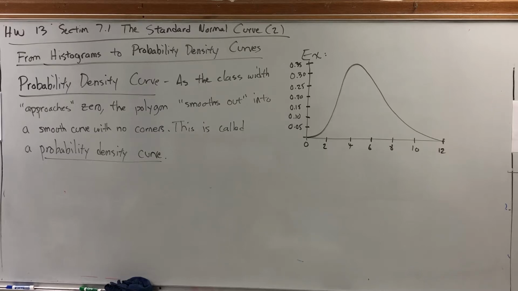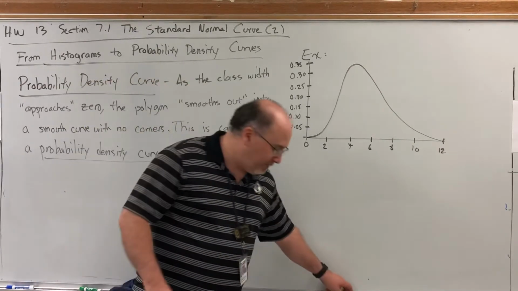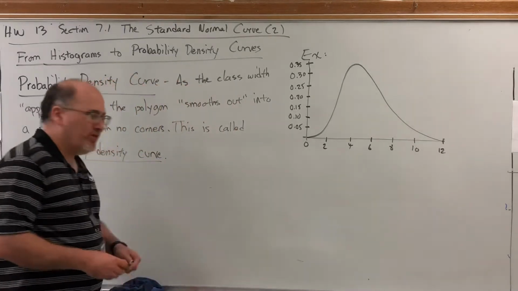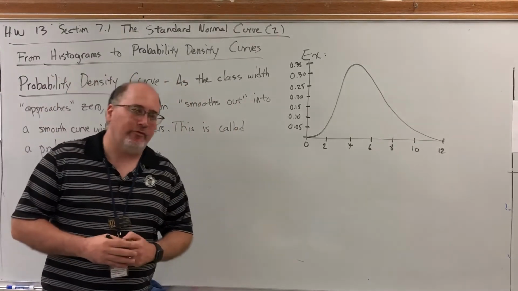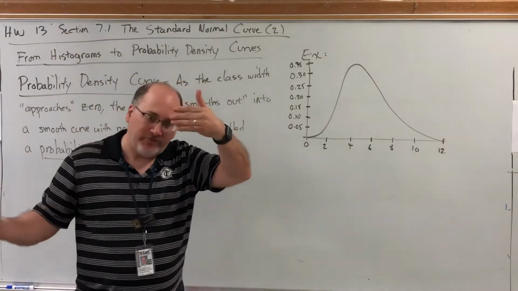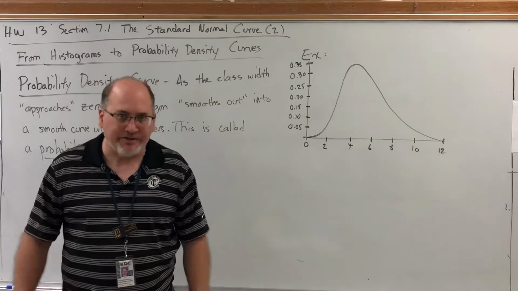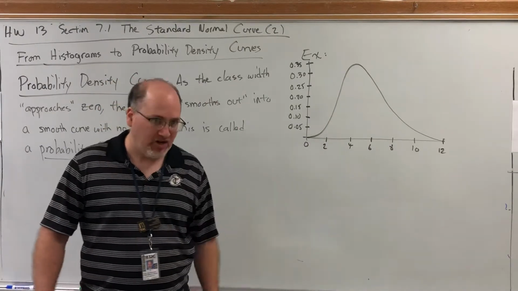Homework 13, section 7.1, the standard normal curve 2. In the previous video, I neglected to mention something very important, that the histogram was a relative frequency histogram. And remember, the relative frequency is just the frequency divided by the total number of observations. And what it basically told us is what percent of a data set fell within a given class.